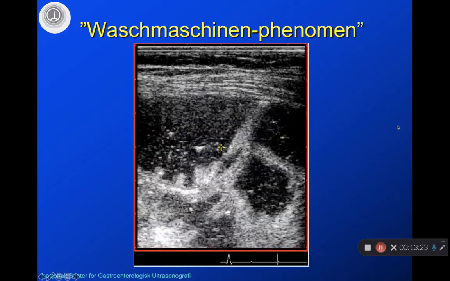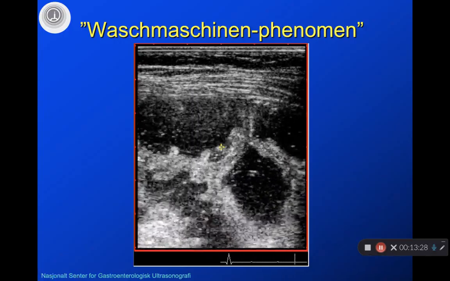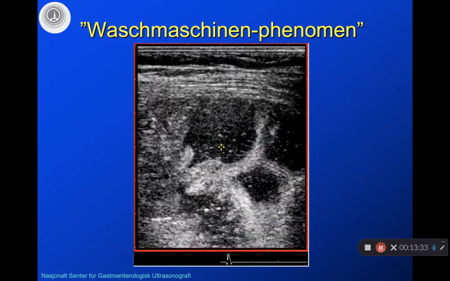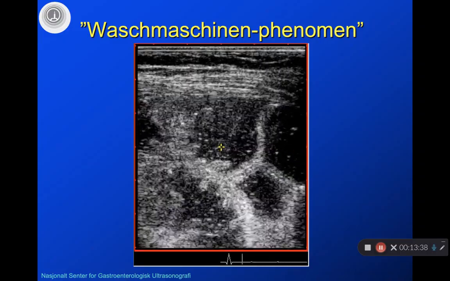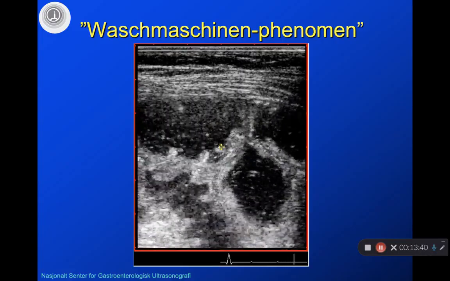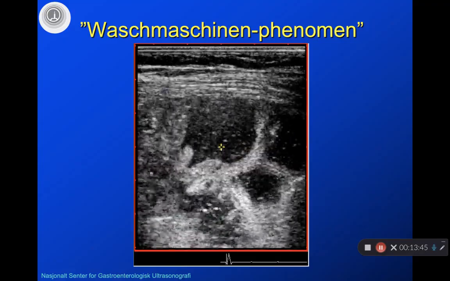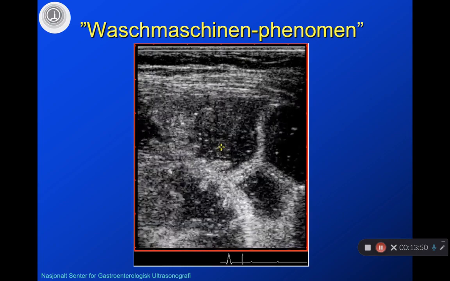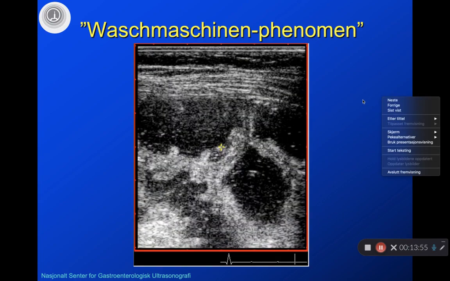One characteristic for celiac disease is the so-called Waschmaschinen-phenomen, as it is called in Germany. This patient was fasting, and you can still observe a lot of intraluminal fluid in the intestines and hypermotility, two classical key features in undiagnosed celiac disease. And if you observe these findings in a patient, you should refer to upper endoscopy to rule out or confirm celiac disease.